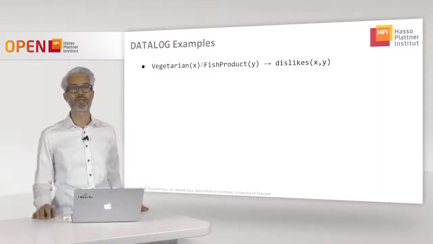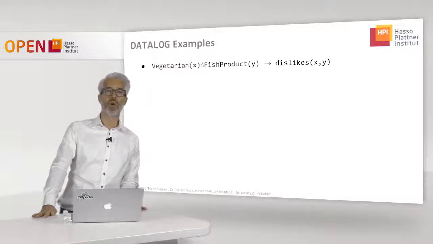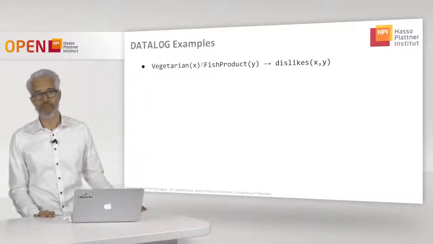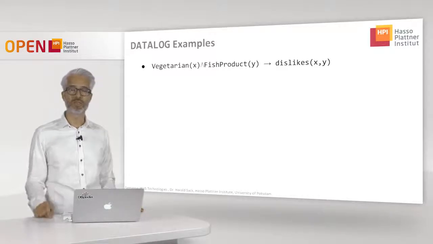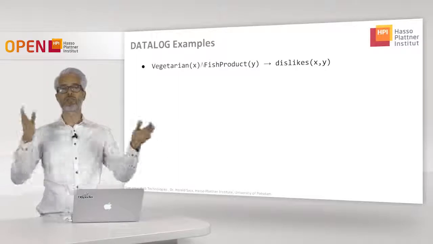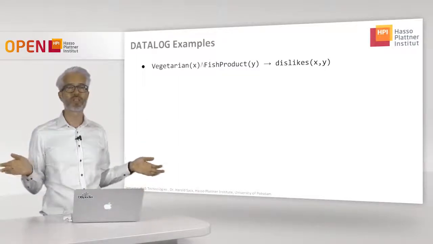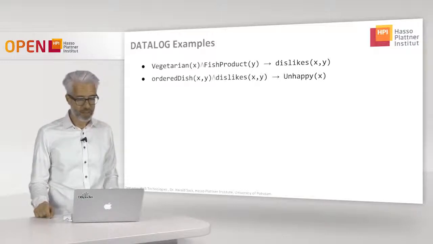So, for example, I could say, if X is a vegetarian and Y is a fish product, then X dislikes Y. So what we do here is we define a new property, dislikes, with the help of two classes that we combine with each other. It's nice, isn't it? What else can we do?